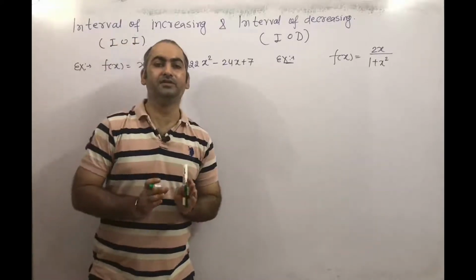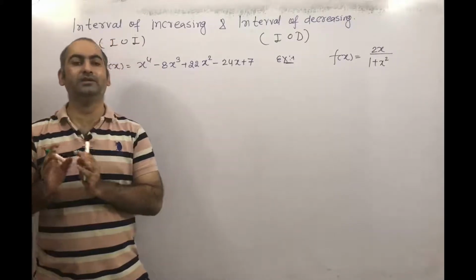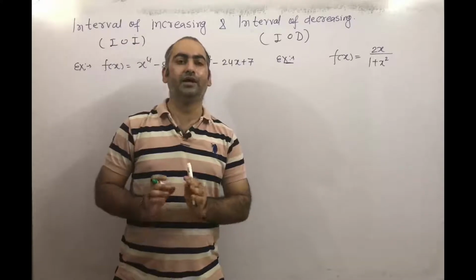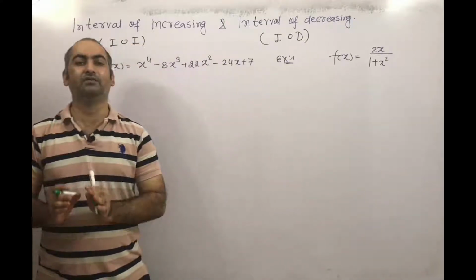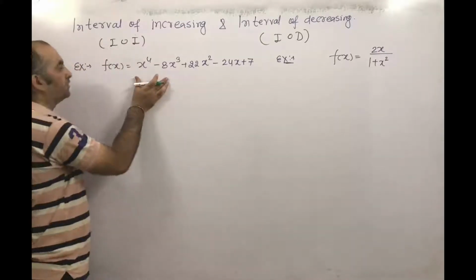So what is the interval of increasing? If dy by dx is greater than or equal to 0, and equal to 0 only at discrete points, that is the interval of increasing. And if dy by dx is less than or equal to 0, and equal to 0 only at discrete points, that is the interval of decreasing. So what we have to do is differentiate this function.